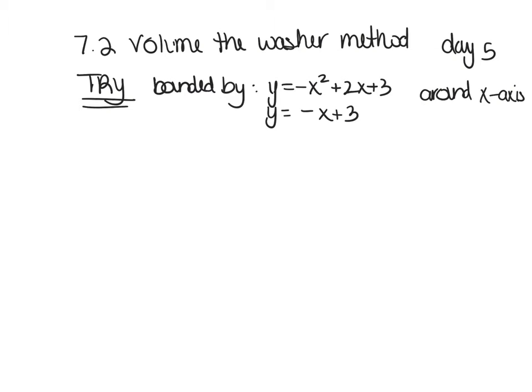Okay, so this is video 2 for day 5, volume using the washer method. The one I'm going to have you try is bounded by these two functions, y equals negative x squared plus 2x plus 3, and y equals negative x plus 3. My suggestion first is to sketch it and figure out where the two functions intersect, because notice I didn't give you any other boundaries, and set up your integral to represent the volume. So hit pause and do those two things.